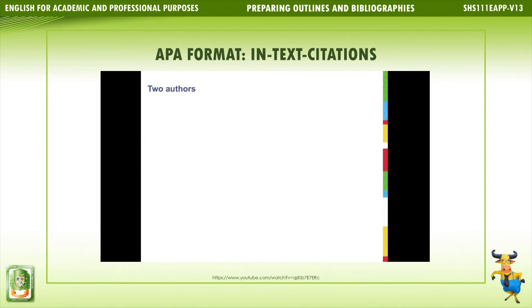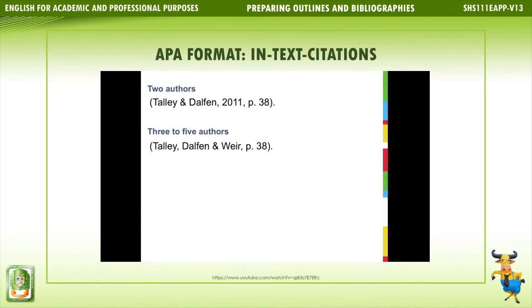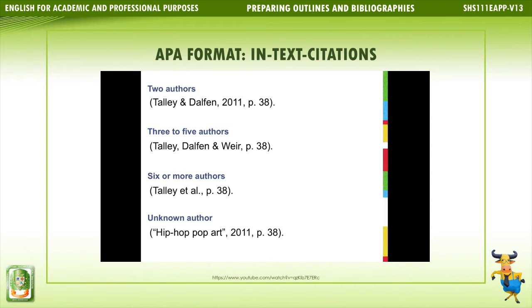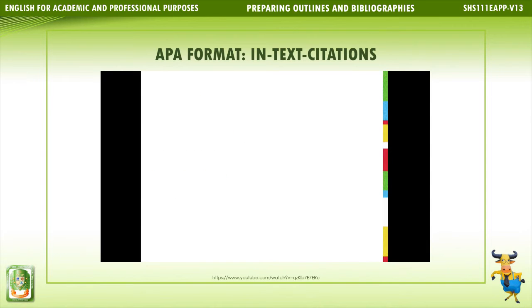For 2 authors, use an ampersand after the first author's name. For 3 to 5 authors, place a comma after each author and include an ampersand before the last author is listed. For 6 or more authors, follow the first author's name with et al, meaning and others. If there is no known author, include a shortened title in place of the author's name. If your source does not include page numbers, indicate the paragraph where you found the information by using the abbreviation para followed by a period.